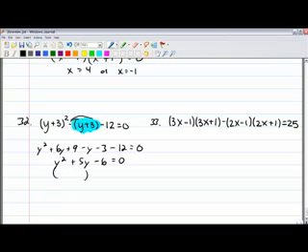Does this factor? I hope so. It'll save me some work here so I don't have to do the quadratic formula. Alright, multiply to negative 6, add to 5, so that's y plus 6, y minus 1. The solutions are y equals negative 6 or y equals 1.